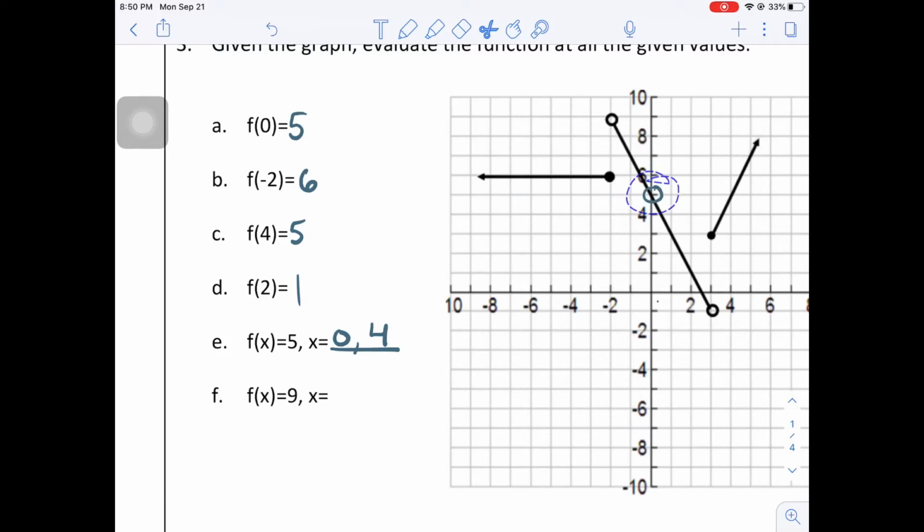The last one says, well, what about f of x, what is our x value when f of x is equal to 9? So again, same idea. We're going to scroll up to 9 here.